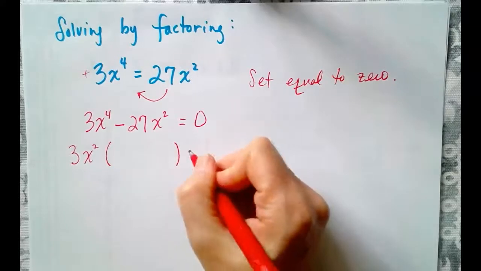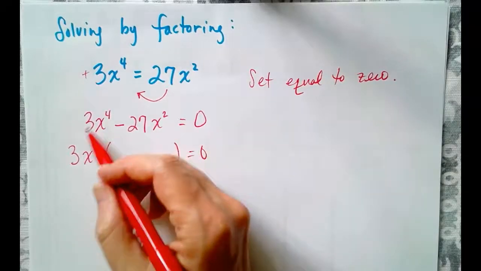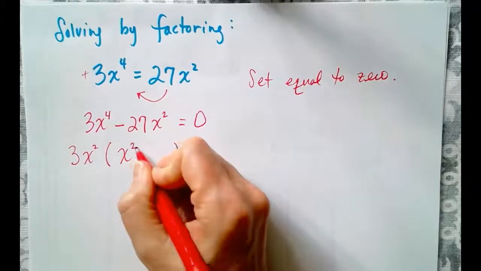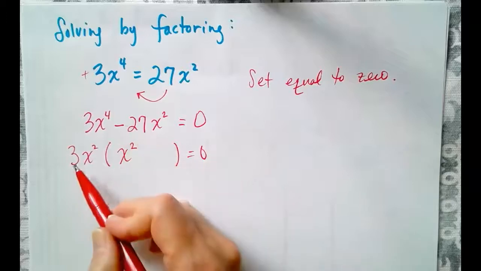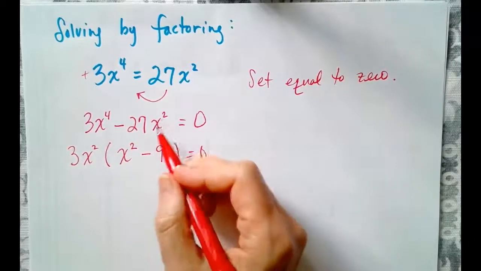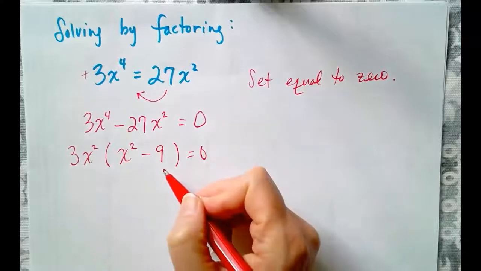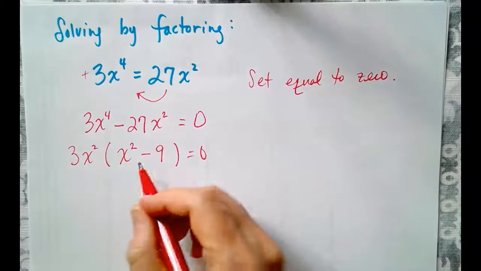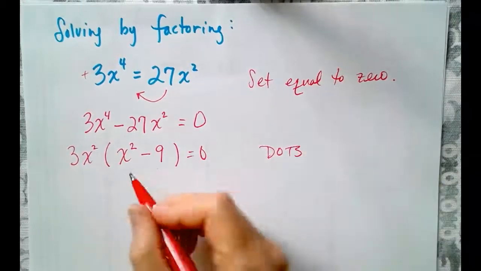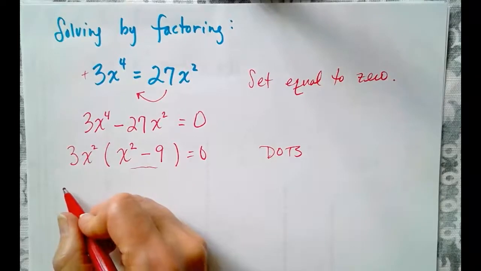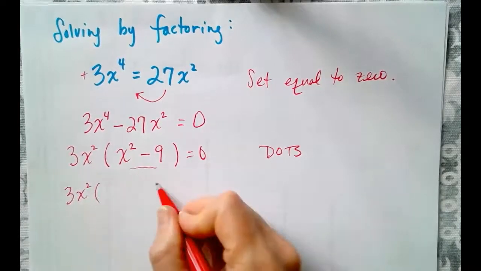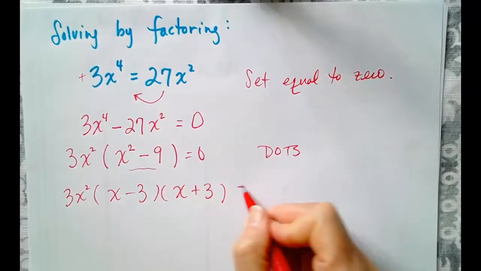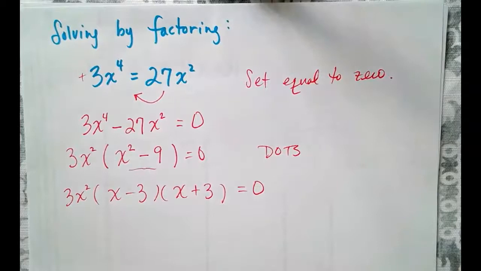So when we take out 3x squared, 3 divided by 3 is 1, x to the fourth divided by x squared leaves x squared. Negative 27 divided by 3 is negative 9. x squared divided by x squared cancels. So these are my two factors, but we're not done factoring yet because we have the difference of two squares. Here we can factor again. 3x squared times x minus 3, x plus 3. So we're factored completely now.